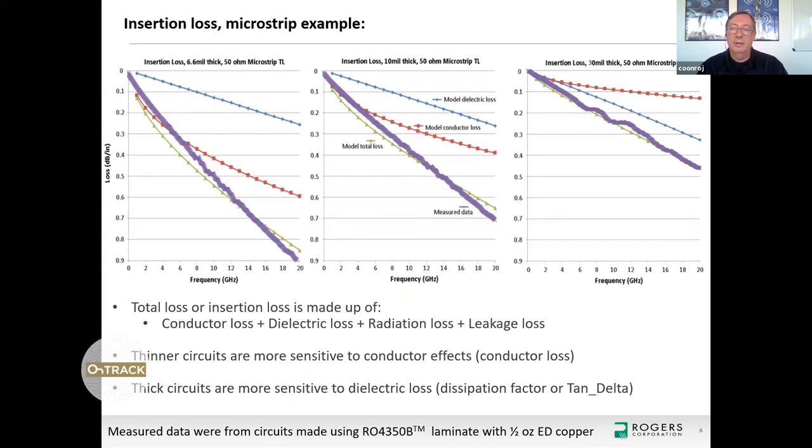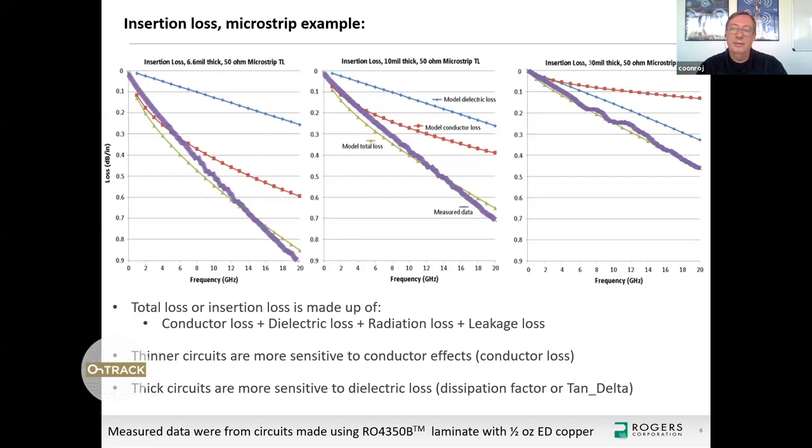I'm also going to ignore radiation losses, because radiation loss has a lot of variables to it, a lot of things related to the design, and the data I'm going to be showing today, it's really not pertinent. So I'm really just going to focus on conductor loss and dielectric loss and keep it simple there.